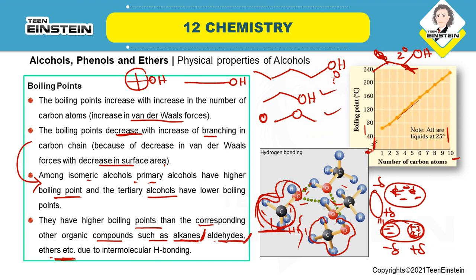It is because of the presence of intermolecular hydrogen bonding that you can see here. All these green dotted lines are indicating the hydrogen bonding. Fine.